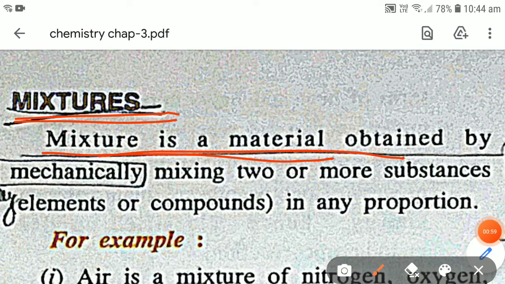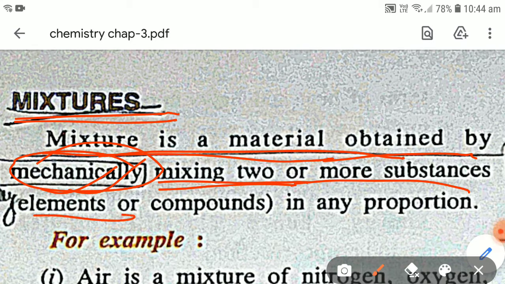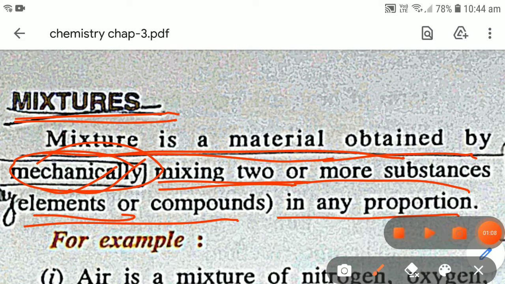A mixture is a material obtained by mechanically, meaning physically, mixing two or more substances, that is elements or compounds, in any proportion. For example, water is a compound. Take water and sodium chloride, and mix them in any proportion you want, physically, that is mechanically, not chemically. The obtained substance is called a mixture.